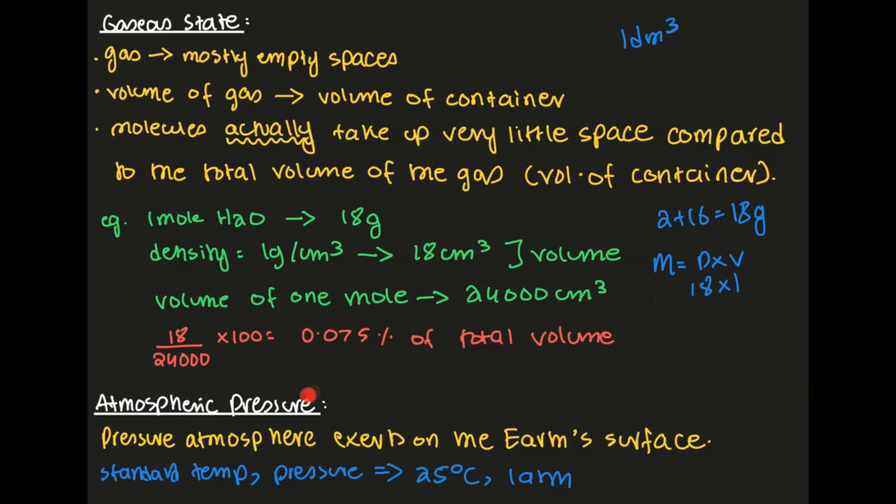One last thing that we're going to be discussing is atmospheric pressure. So this is the pressure the atmosphere is going to exert on the Earth's surface. And generally, the standard conditions that you have are going to be 25 degrees Celsius and 1 atm.